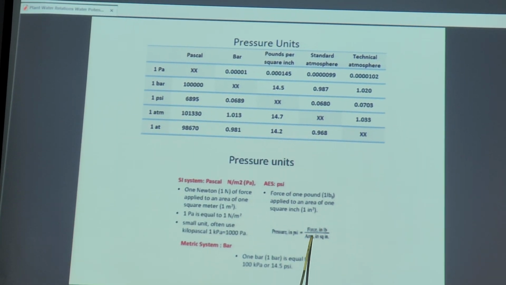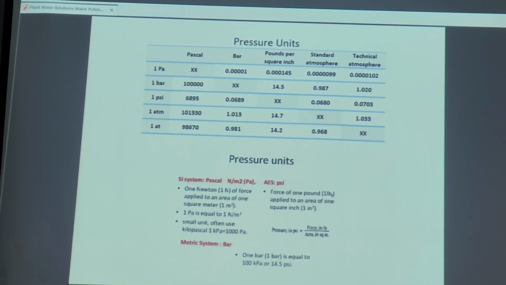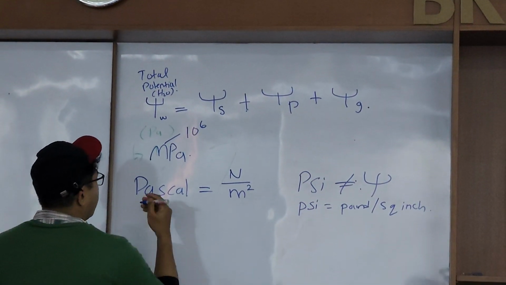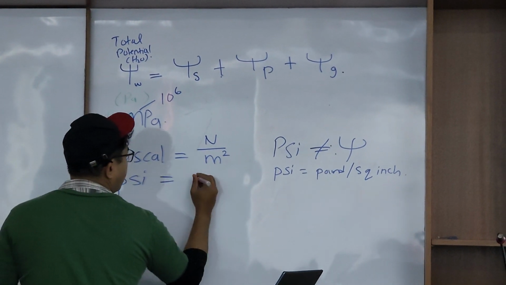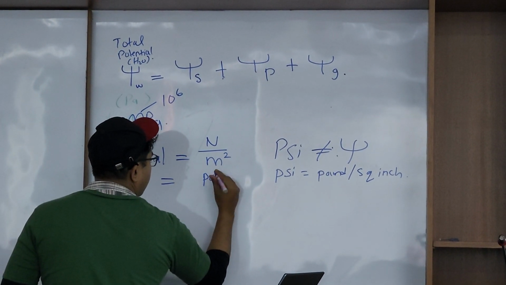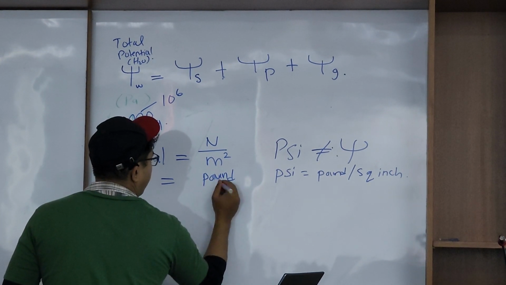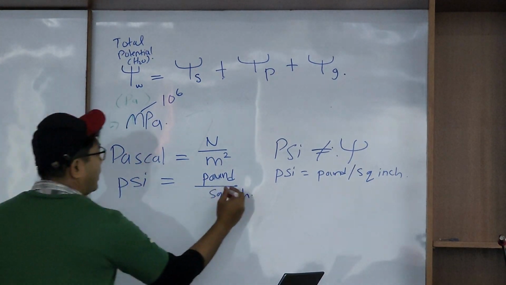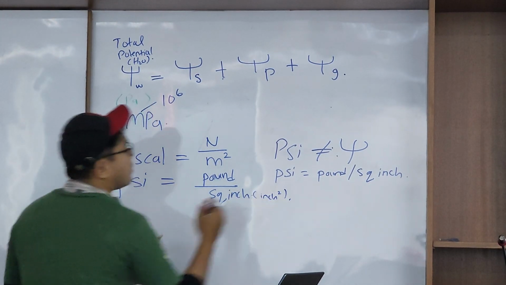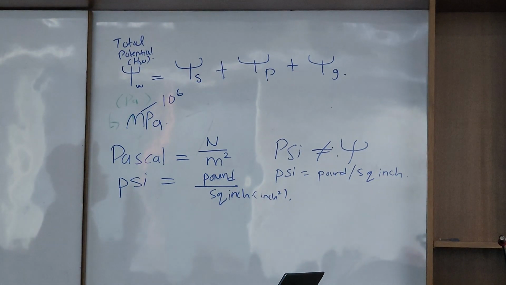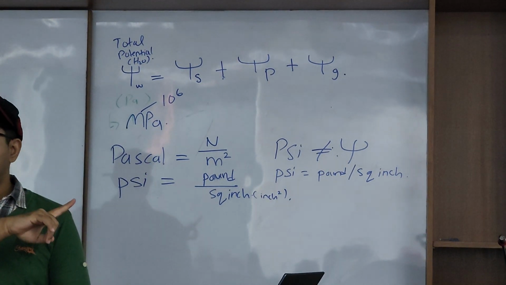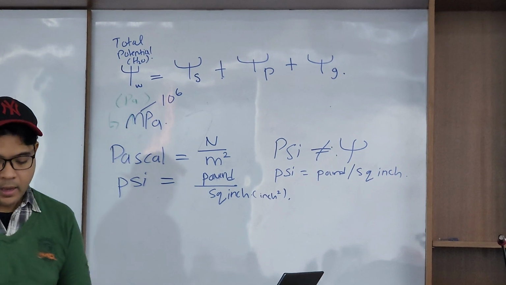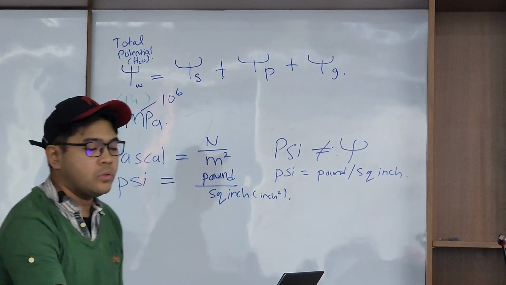So PSI equals pound, not pound sterling, okay? This is pound the weight, per square inch, or simply inch square. All right. If you are not remembering this correctly, take some time later to go through this, because this should be the prerequisite to learn this.